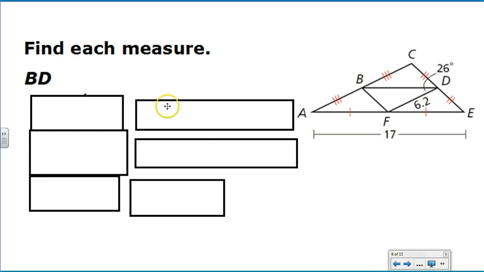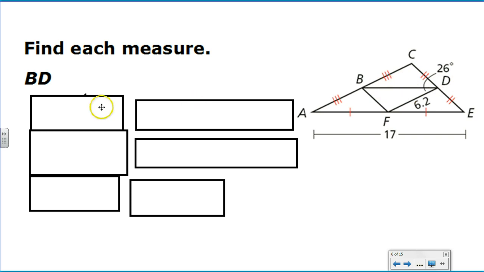So let's see if we can apply this. Find the measure of BD. Okay, BD, is that a midsegment? These little hash marks show us that we have a midpoint at B for AC, and a midpoint at D for side CE. So yes, BD is a midsegment.